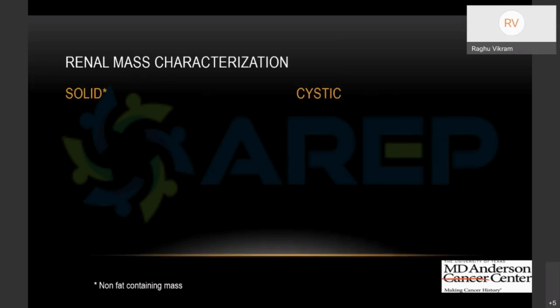Right. So we will talk about solid masses. Now I've put an asterisk here because the asterisk means that this is only on non-fat containing masses. So if you see macroscopic fat on any renal mass, that is an angiomyolipoma. Although you might come across certain case reviews or some case reports, which are very rare, which show fat inside a renal mass, almost always, as a rule, if you have macroscopic fat in the renal mass, it is going to be angiomyolipoma. If you look carefully, that is what it is going to be. So we are only talking about non-fat containing renal masses.